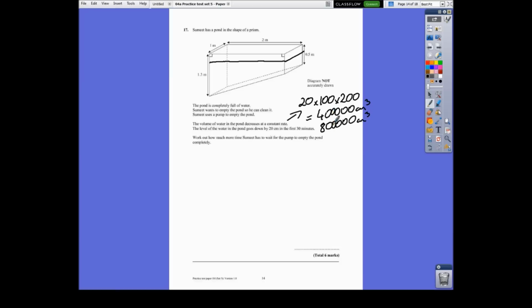If I convert that to litres, 1 centimetre cubed is equal to 1 millilitre. So if I divide that by 1,000, that means it's 800 litres per hour that we are losing in water.